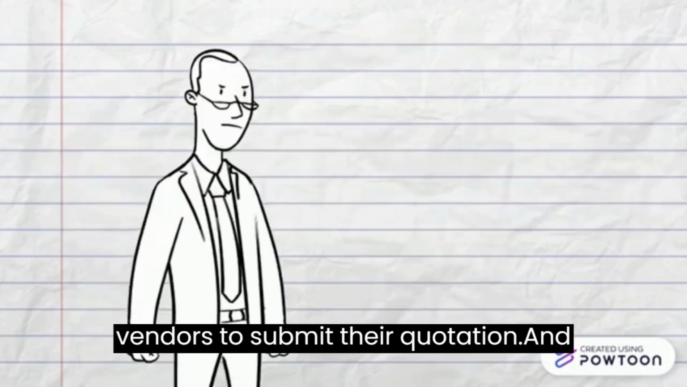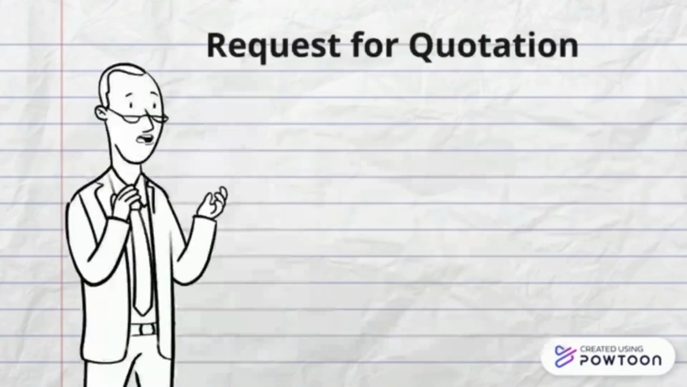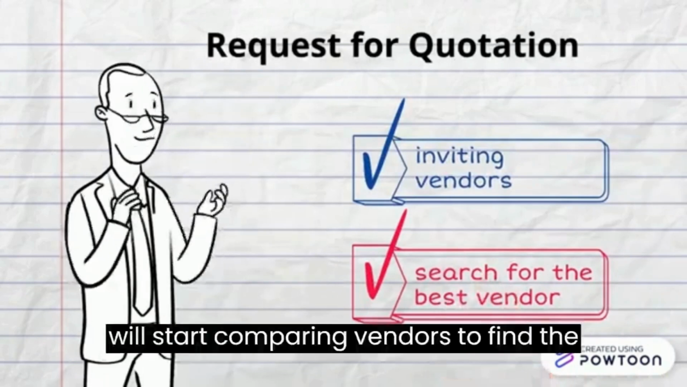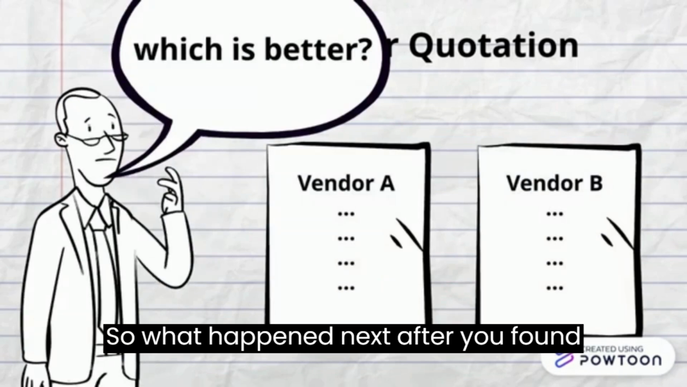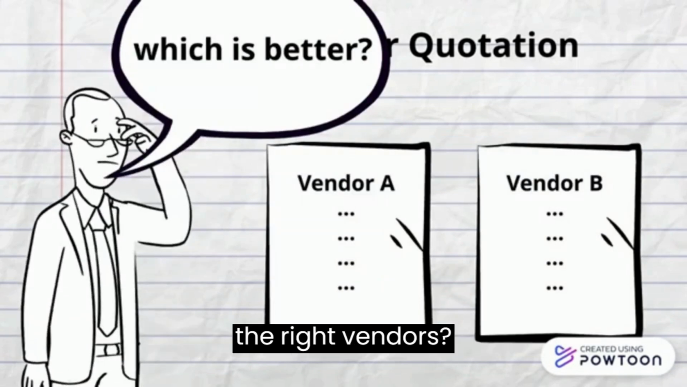However, if all doesn't work, we can request for quotation. This is inviting vendors to submit their quotation. And from all the quotations we received, we will start comparing vendors to find the best quotation to order the material. So, what happens next after you find the right vendor?